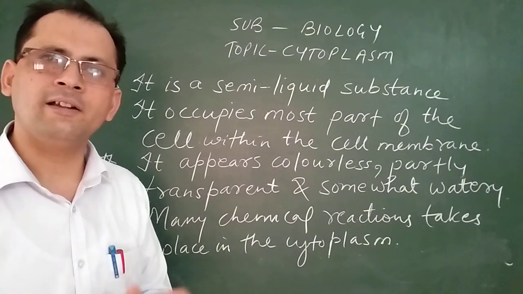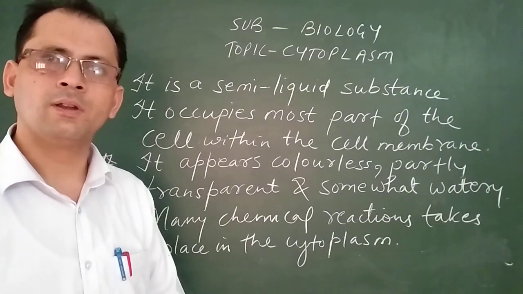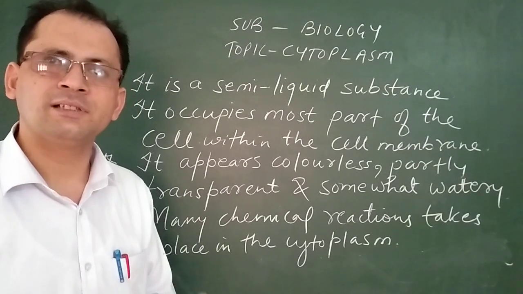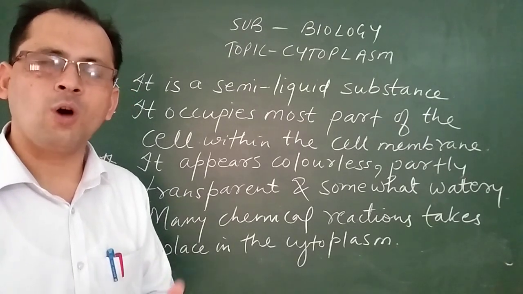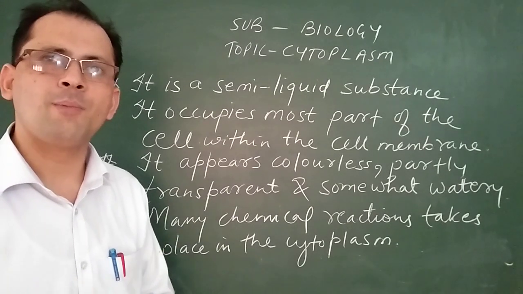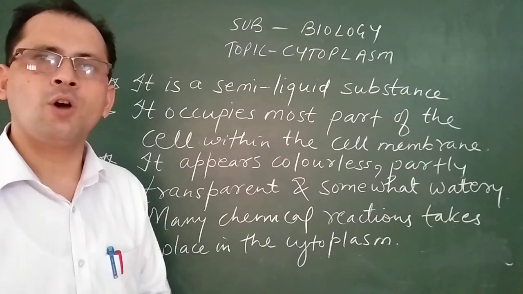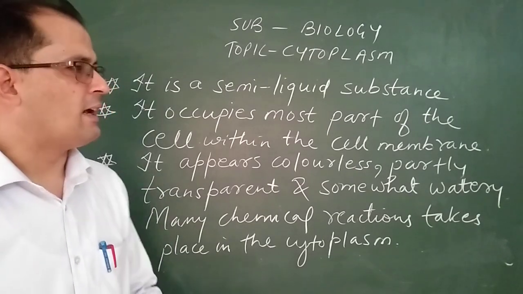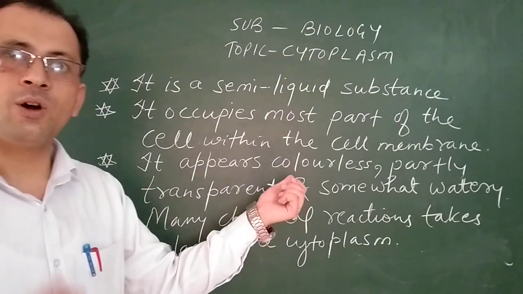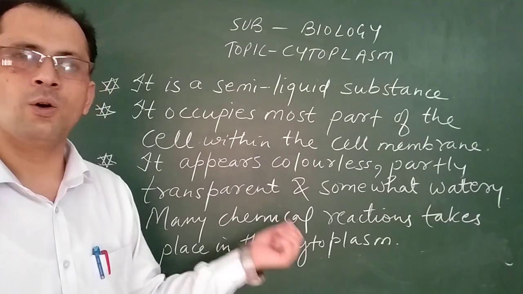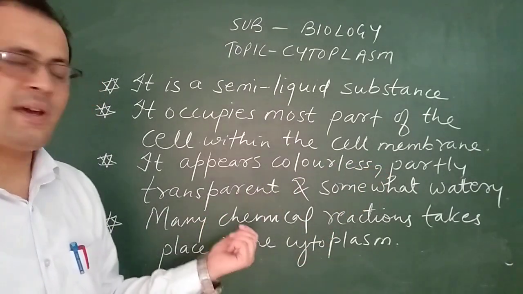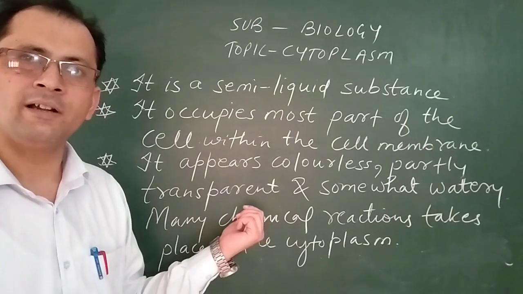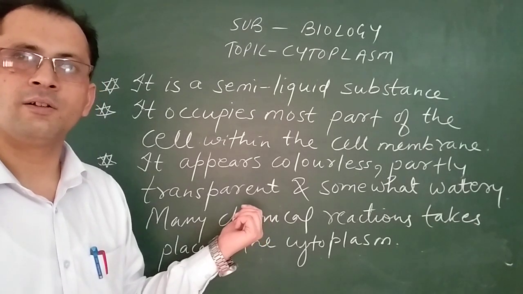Now when you observe it under a compound microscope, you all know the compound microscope magnifies the images of the cell. So when you observe the cytoplasm under the compound microscope, what will you observe? You will observe that the cytoplasm is colorless. It does not have any color. Okay, partly transparent. It means you can see through it a little bit, not completely.